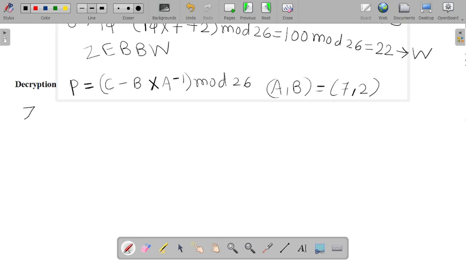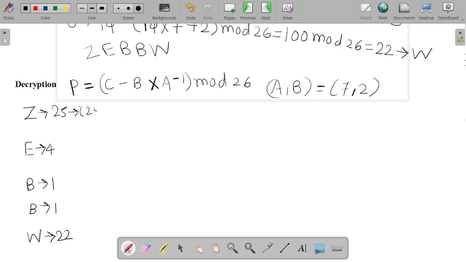Before that we have to write the value of each letter of the ciphertext, that is Z, E, B, B and W. For Z we can write the value 25. For E it is 4. For B it is 1. And for W it is 22. Now let's put all the values in our formula.